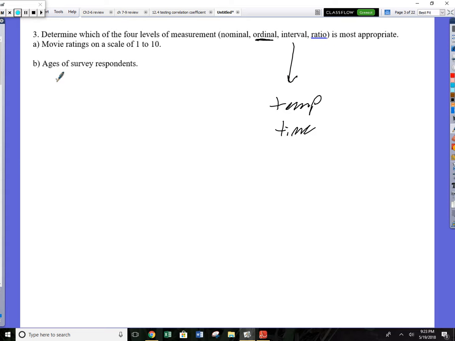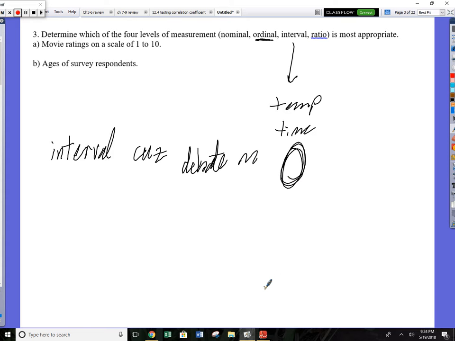Okay, so B, ages of the survey respondents. So you do a random survey. You record their age. Now on the test I would do this. You've got to communicate your answer, because if you can justify your reasoning, they'll give you credit for it. So B, for age of a human being, I would probably say that is interval, because there is debate on when 0, what is age 0?